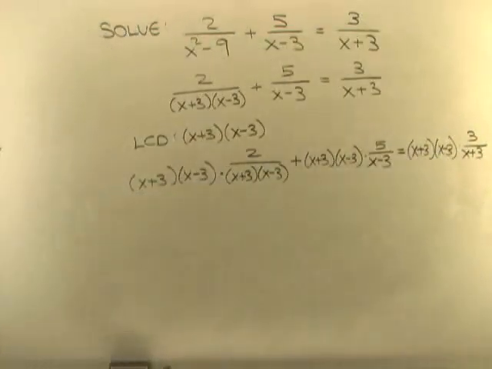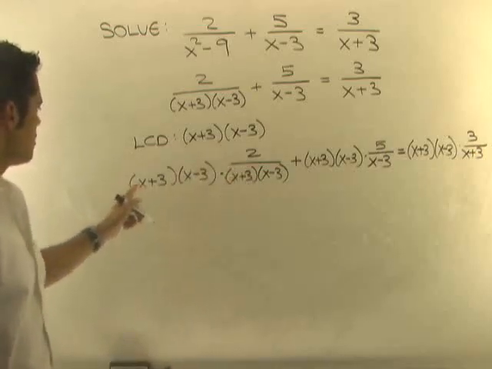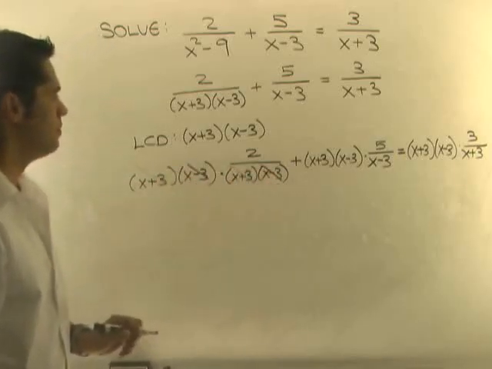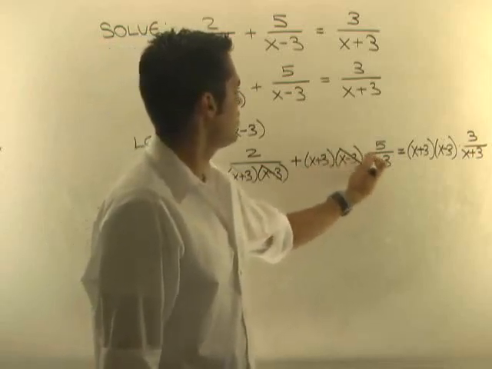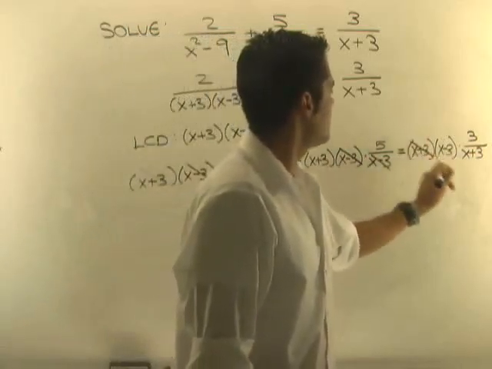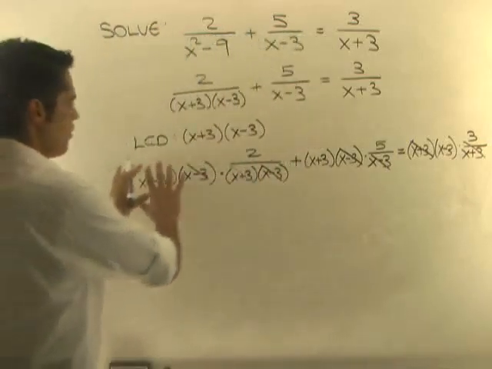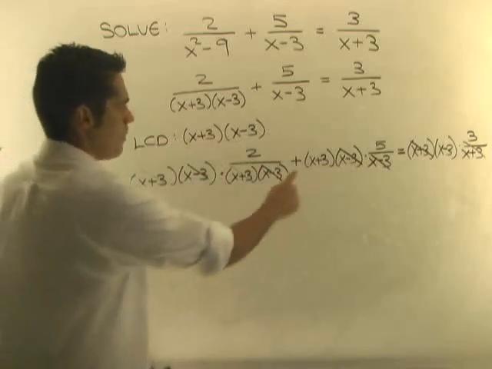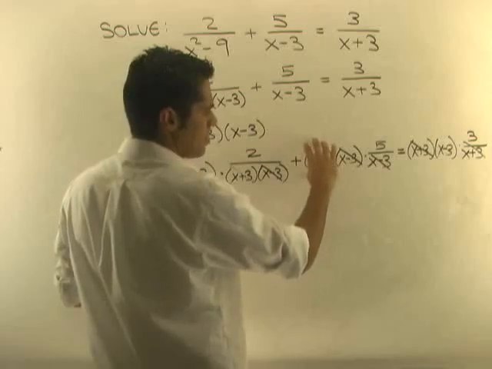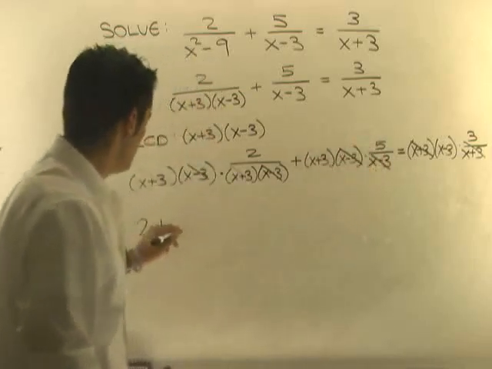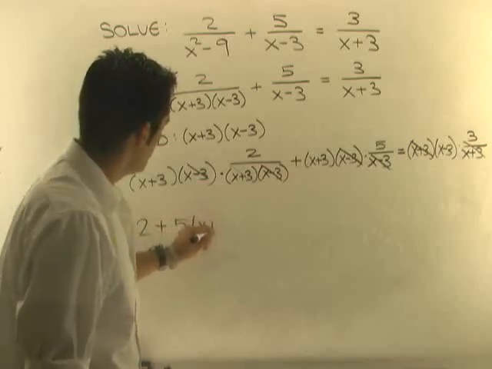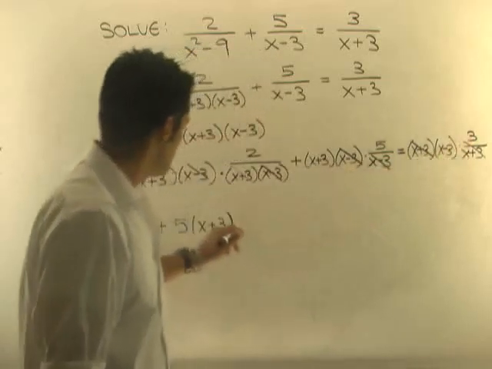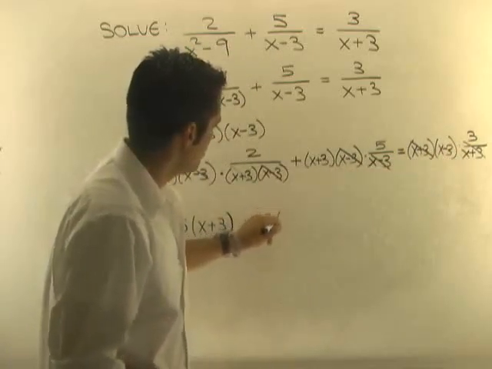Okay, now at this point, what we're going to do is cancel anything we can. So over here, you're going to notice that the x plus 3 and the x plus 3 cancel. The x minus 3 and the x minus 3 cancel. In the second piece here, just the x minus 3's cancel. And then this last piece, the x plus 3's cancel. Now what that leaves us over here in the first term is just a 2. So we have 2 plus. Now over here, what we're left with is an x plus 3 and then a 5. So it's going to be 5 times the x plus 3. Then on this side, we have the x minus 3 times 3. So I'm going to say equals, and I'm going to switch the order, 3 times x minus 3.